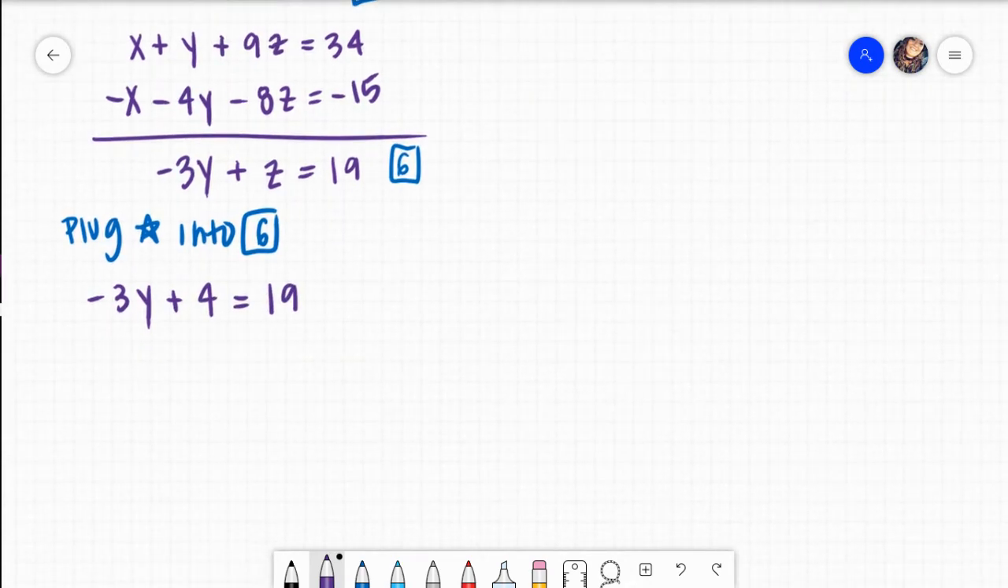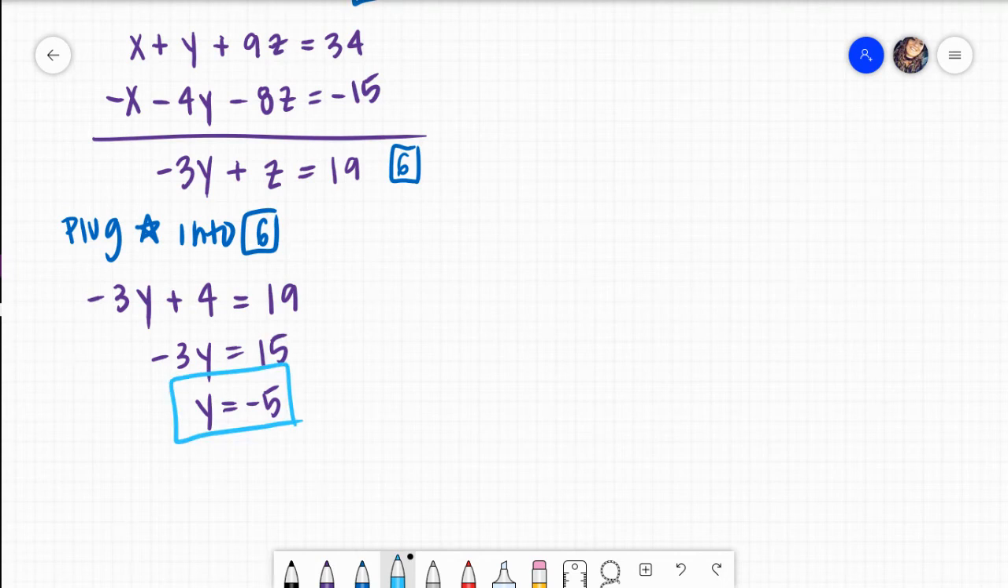Let's go ahead and solve this. I would move my 4 over, right? That would make it a negative 4. I would get negative 3y equals, subtracting 4 over here, I actually get a 15. And then I would divide both sides by negative 3, and I would get y equals negative 5. And so that is the value for my y.